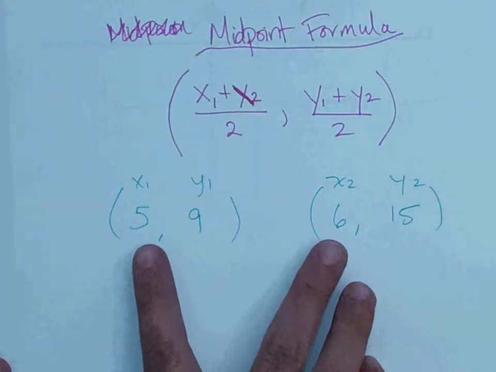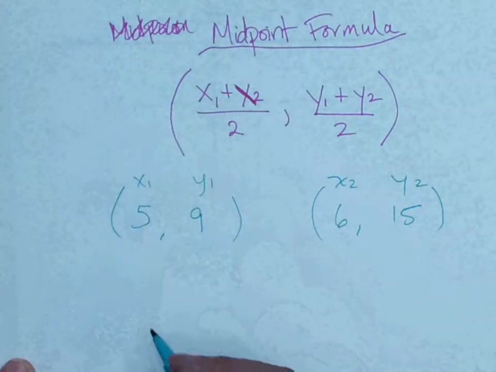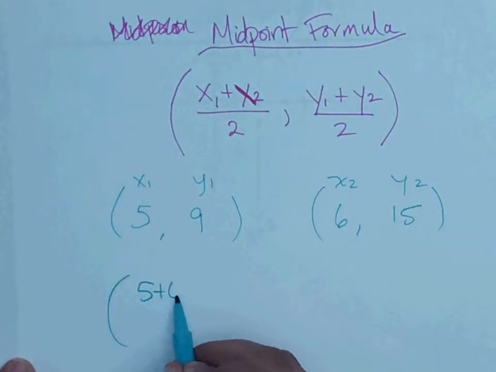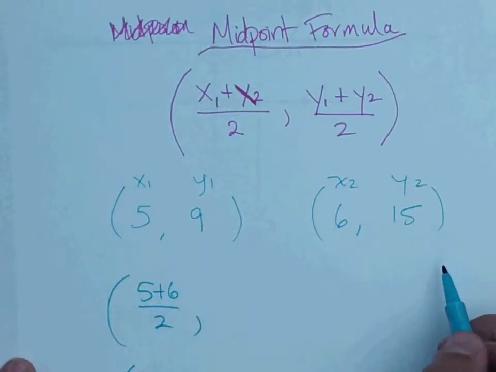We want to find what is halfway between 5 and 6. Well, what is halfway between 5 and 6? 5.5. If I add 5 plus 6 and divide that by 2, I get 11 divided by 2 is 5.5. That's halfway in between. What's halfway between 9 and 15?